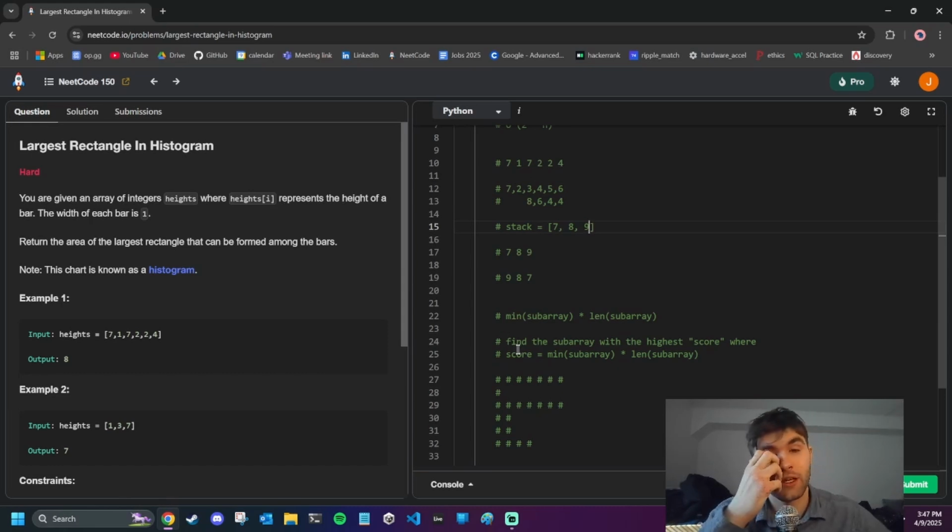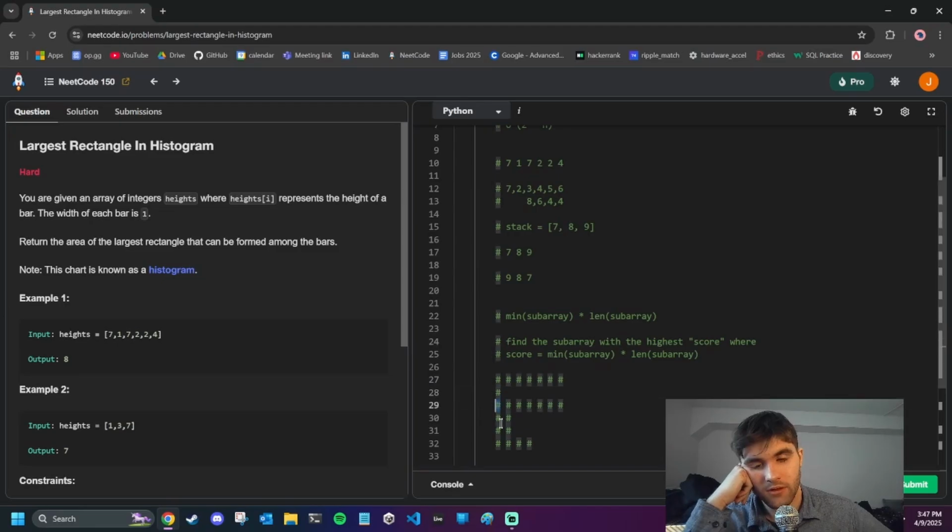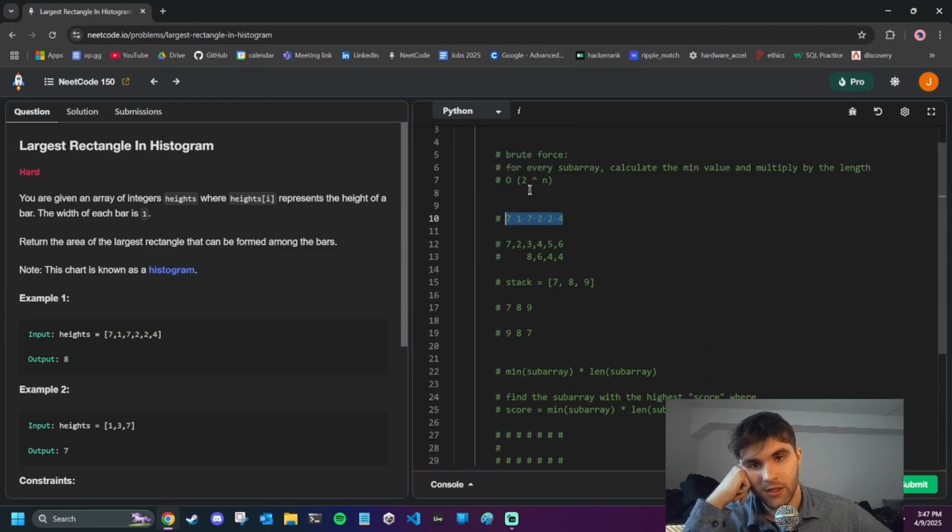Could we also think of how many subarrays exist with every height? So we can see there's only one subarray with a width of 1, and that's everything. Width of 2, it's everything that's split by 1s. Width of 3 is everything that's split by elements that are less than 3.